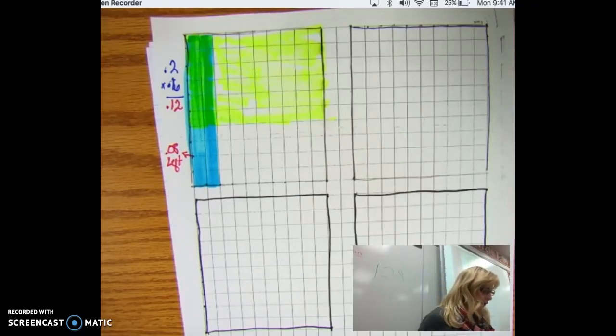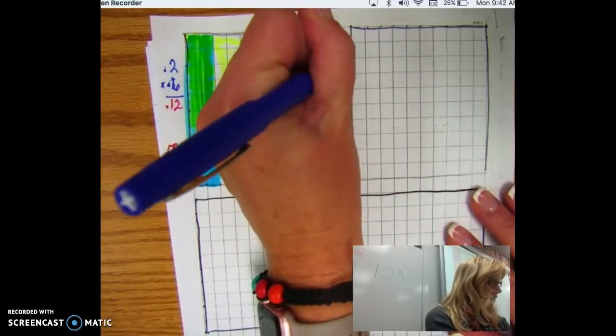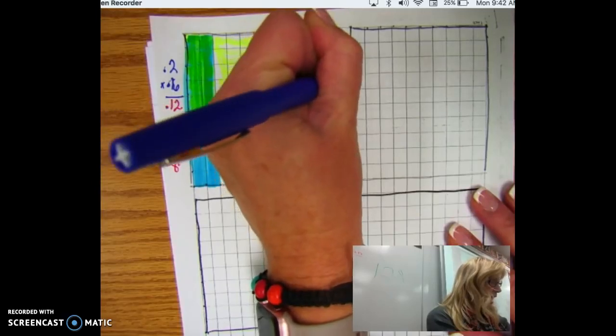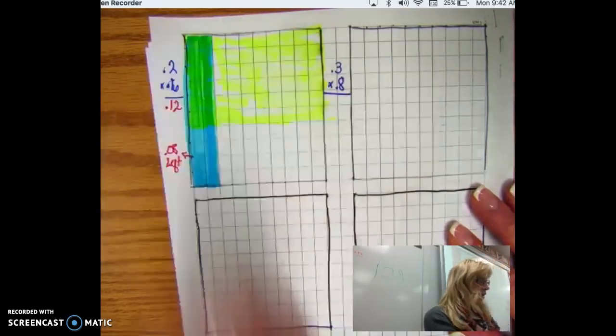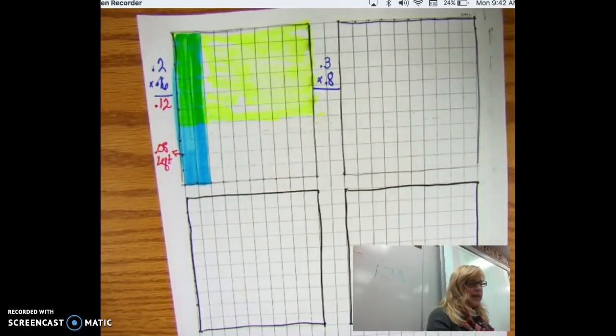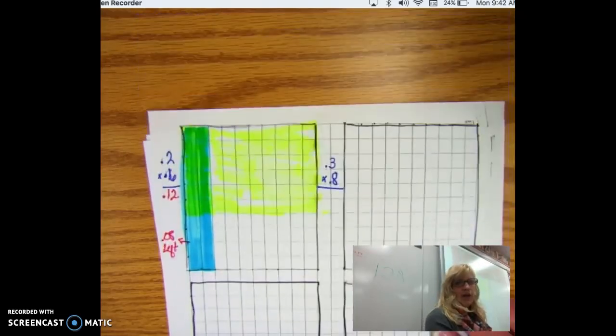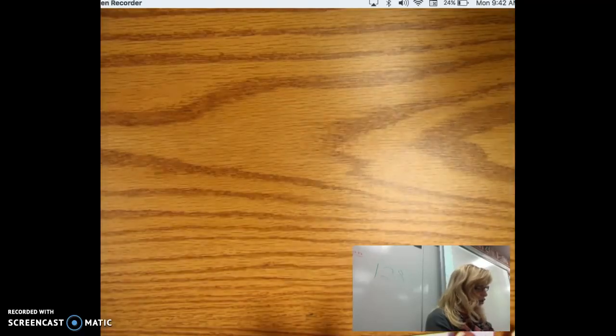So that is the model for doing the graph. We're going to try another one together, and I'm going to put it off to the side. We're going to try 0.3 times 0.8. So the first thing we're going to shade down is we're going to shade 3/10 down. So go ahead and do that, and I am going to take my grid offline and I'm going to shade it. If you're watching the video, you can do this and pause me.